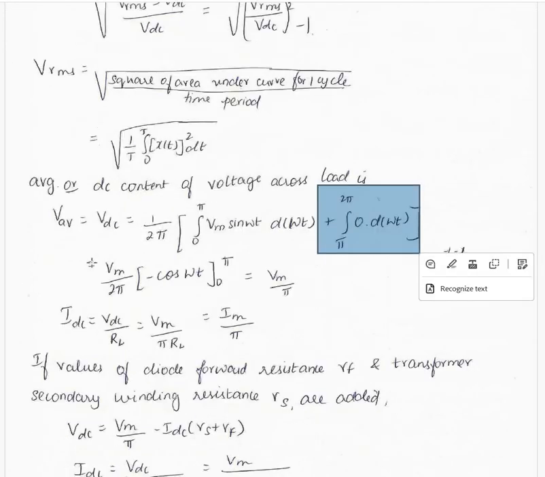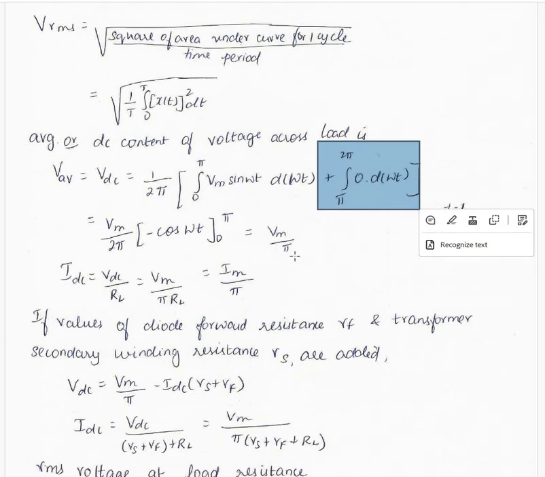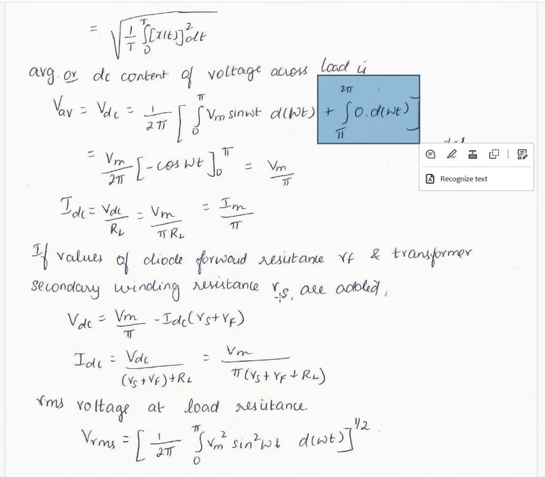So this output is 0. So we have Vm by 2 pi. Sin omega t integral is minus cos omega t, and the limit is from 0 to pi. So in that we get Vm by pi. This becomes 2, and so the 2 gets cancelled and it is Vm by pi. IDC is VDC by RL. So it is Vm by pi RL or Im by pi.